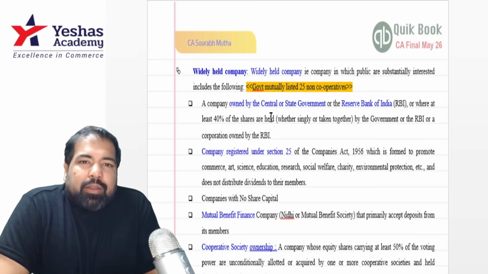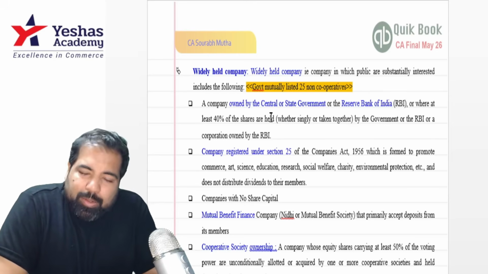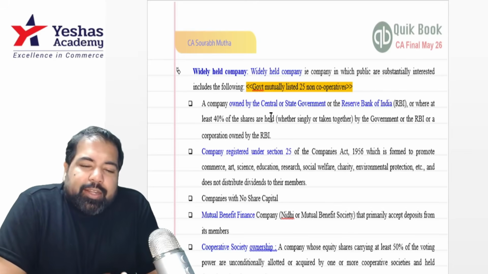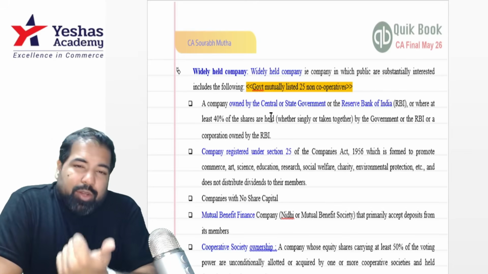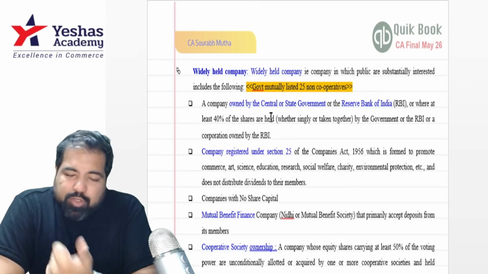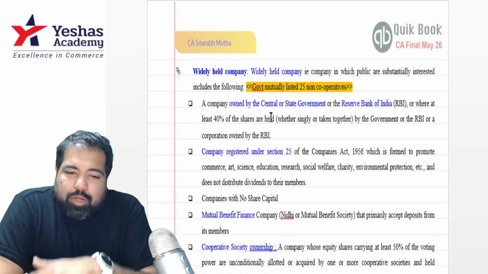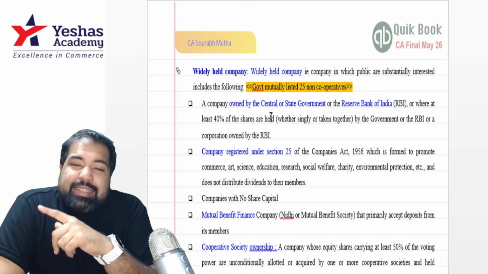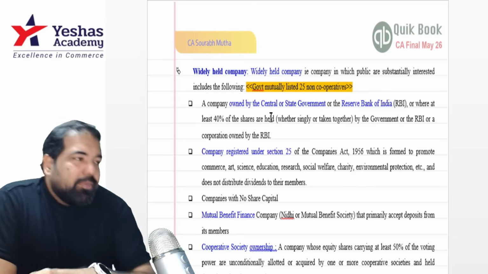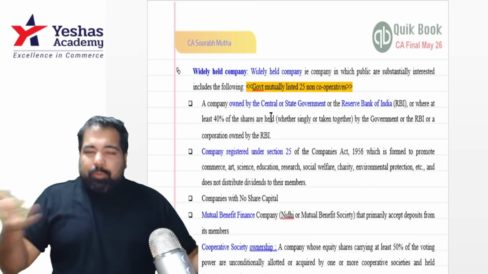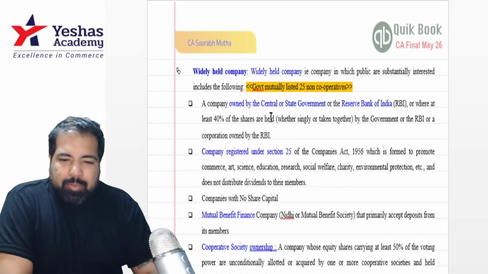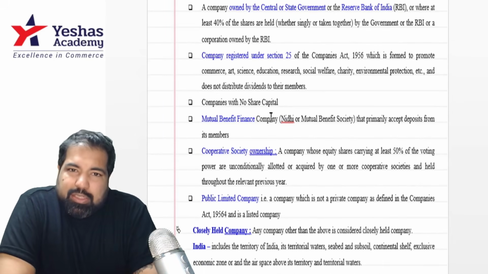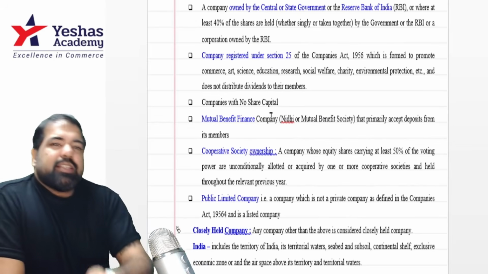Guys, here it is. Government, mutual benefit society, listed, section 25, non-cooperatives: this is a widely held company. Any government entity, or any entity in which the government holds at least 40%, including RBI holding 40% shares or profit sharing ratio. Any mutual benefit society, any Nidhi company, any listed company, any section 25 company. Section 25 companies are those which are not for profit, generally made to promote some art, dance, culture, etc. And any company owned by non-cooperatives, all these are considered widely held. Any company other than these is called closely held.